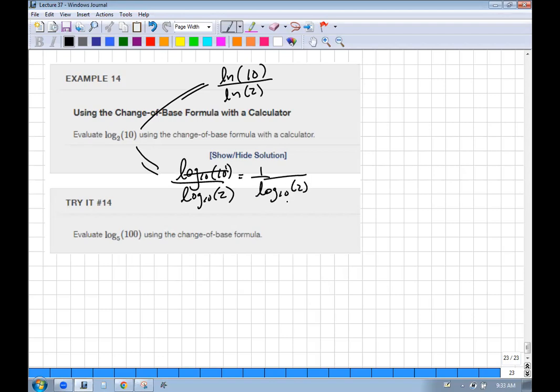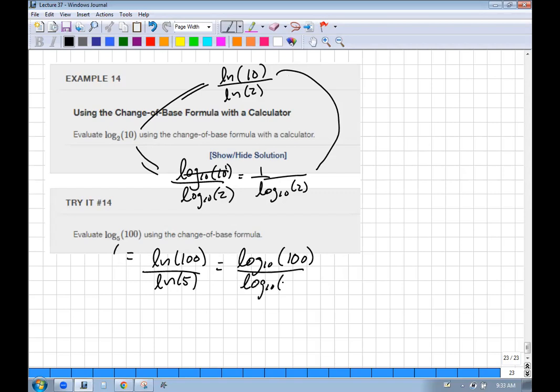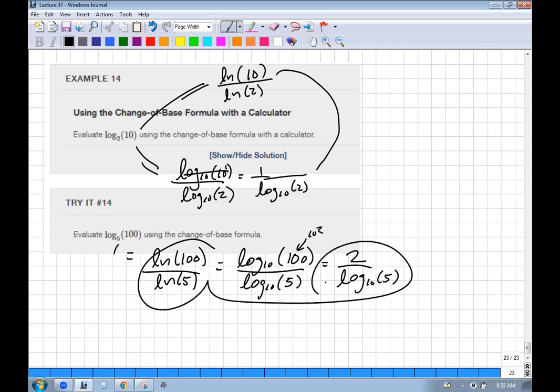You still got to plug it into a calculator, right? These are equal. Here, I can change this to natural log, so divide by natural log of the old base. Or if I did log base 10, I'd divide by log base 10 of the old base. Of course, this is 10 squared, right? So the log base 10 of 10 squared would be 2. So these are equal, right?